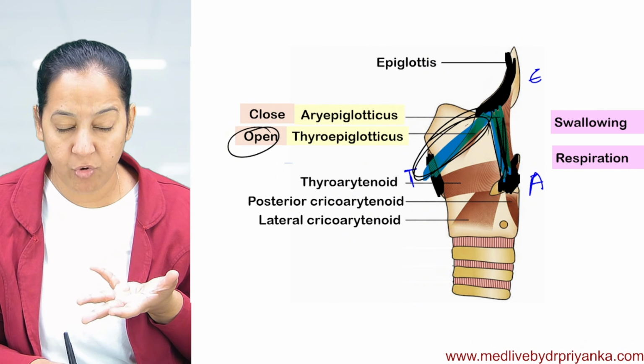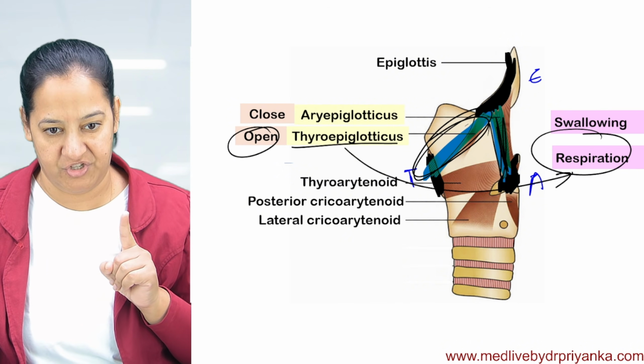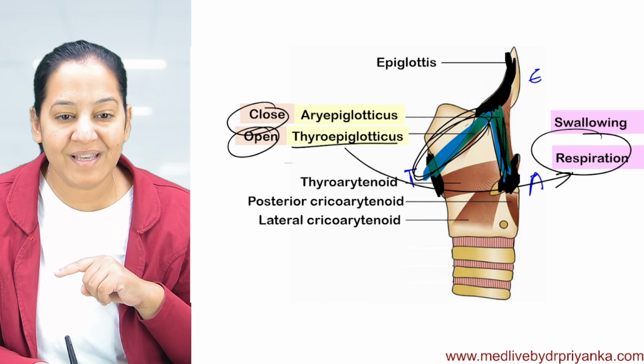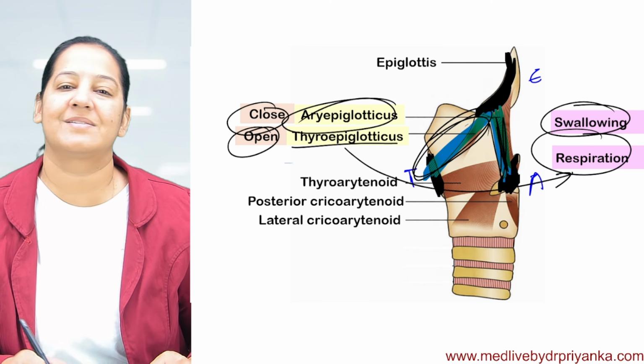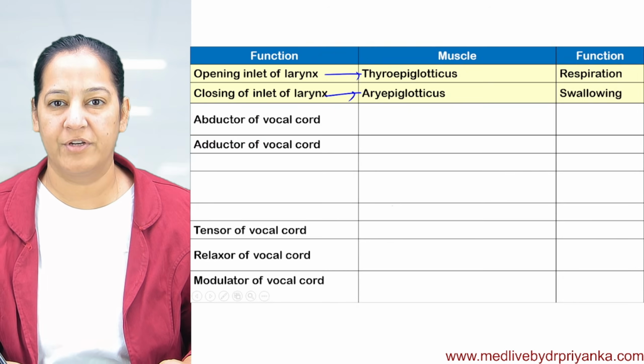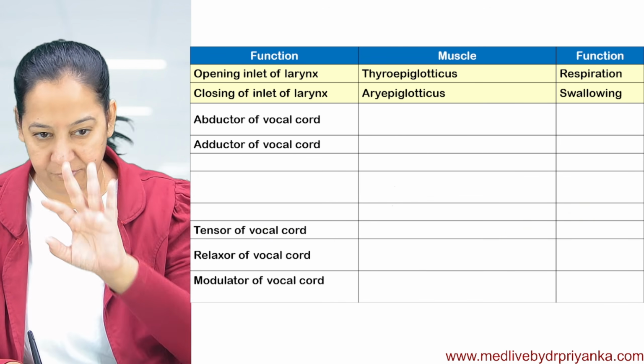When we want it open, during respiration, thyroepiglottic is responsible for respiration. And when we want closing, at the time of swallowing, the aryepiglottic is responsible for swallowing. I hope you got it. The same you can see here. Please simultaneously learn this table. Ultimately, you have to learn this table.